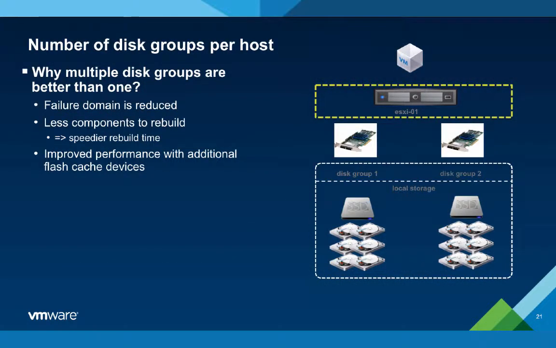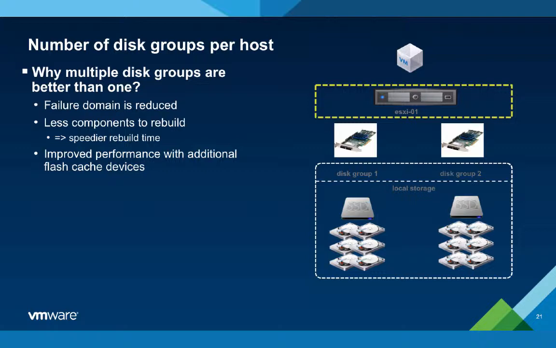Another thing to consider are the number of disk groups per host. Let's take a look here. So why would multiple disk groups be better than just one? Well, you're definitely reducing the failure footprint, right? It's becoming reduced because you're spreading the possibility of failure across a wider area. You also have less components to rebuild. And if you have less things to rebuild, you're going to be able to do it much faster.